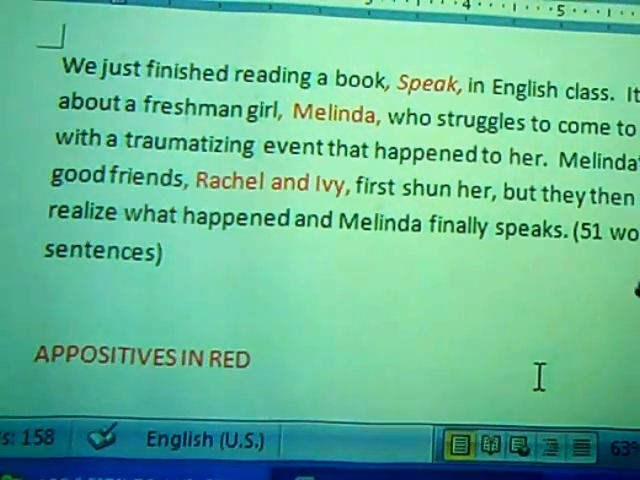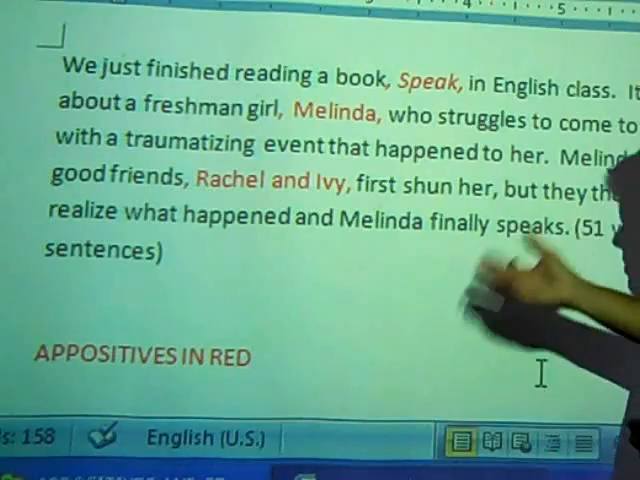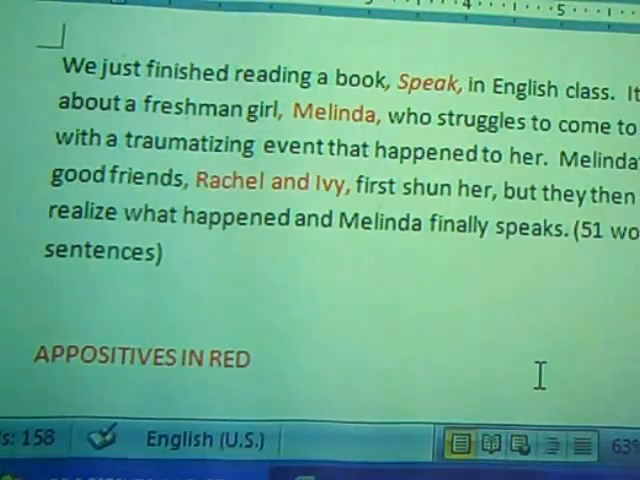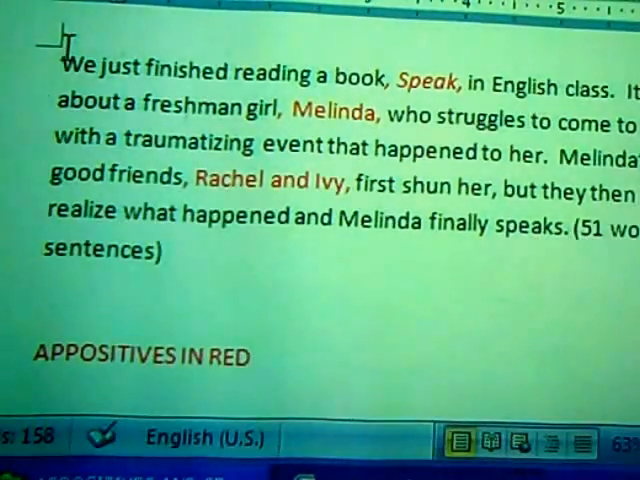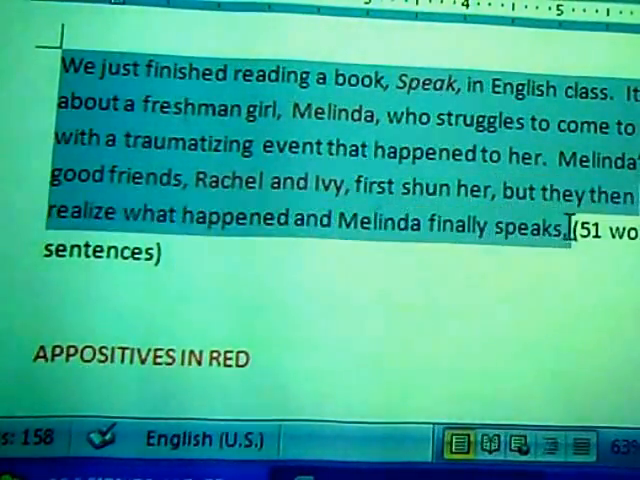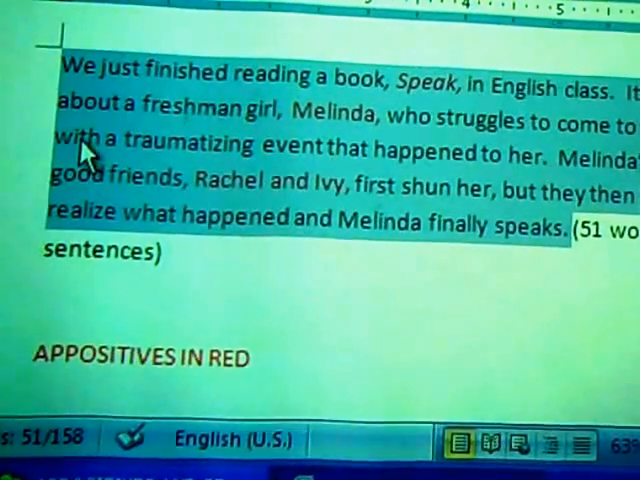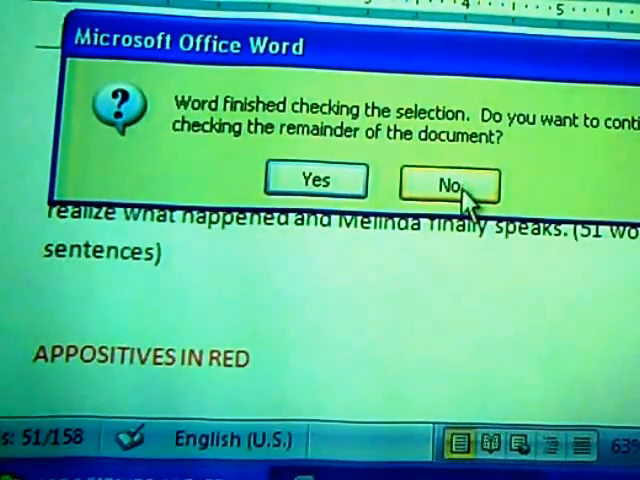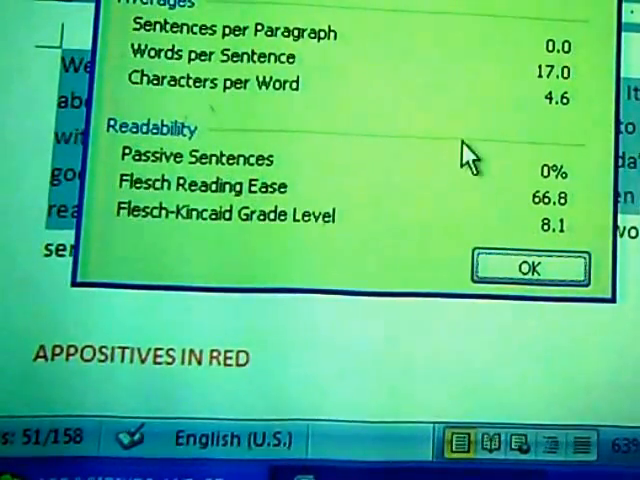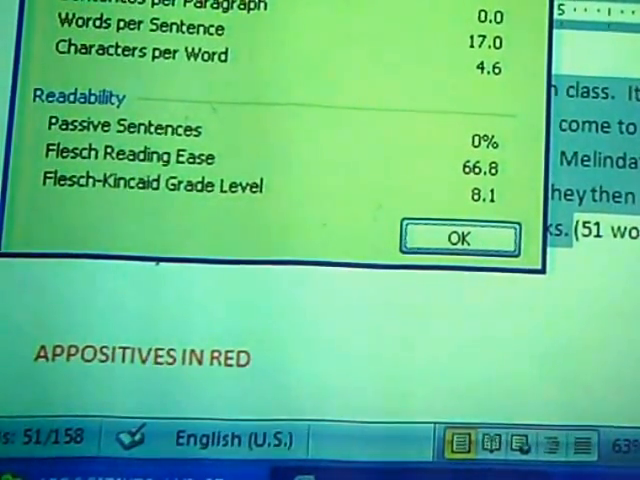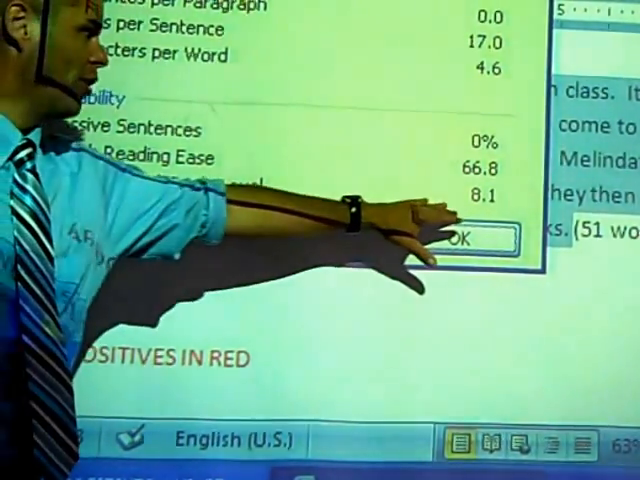We have, in fact, made it more concise, but let's take a look at the readability, what Microsoft says about the readability. So again, we'll come up here, take a look at this. We'll go to review, spelling and grammar, click no. Readability is 8.1. Okay, the readability is 8.1.